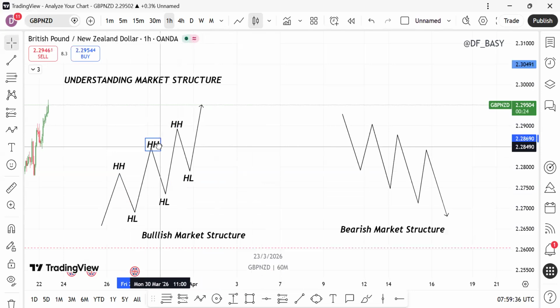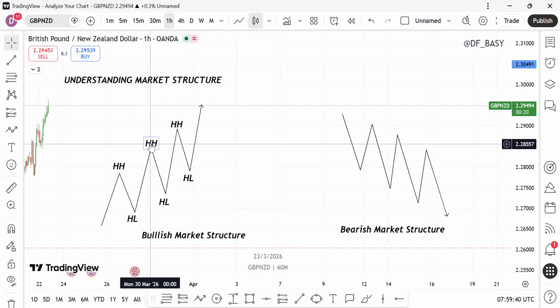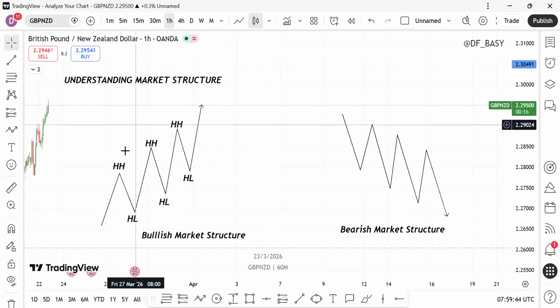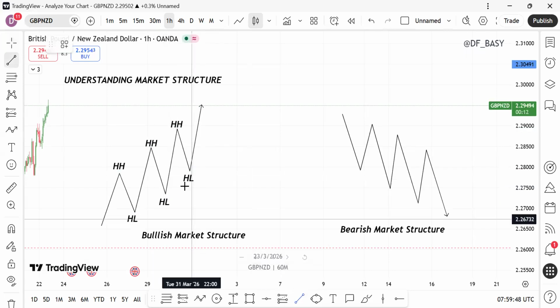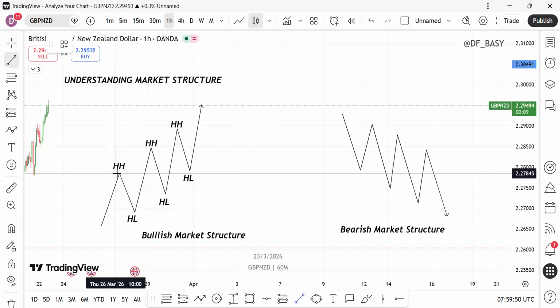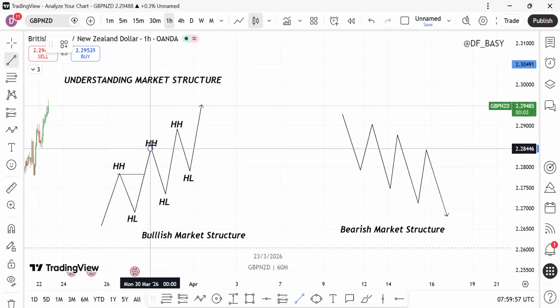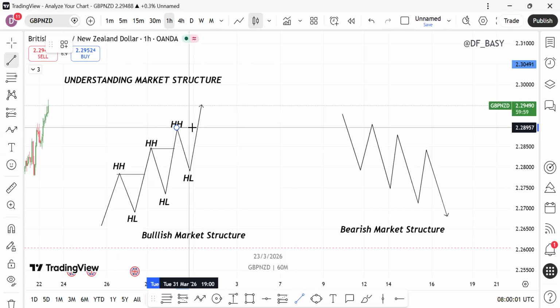So in a bullish market structure, the market creates higher highs, higher lows, higher highs, higher lows, while breaking structure to the upside. This is what we call a break of structure.